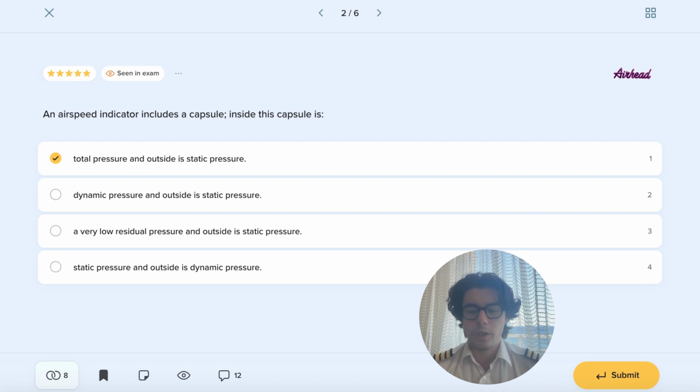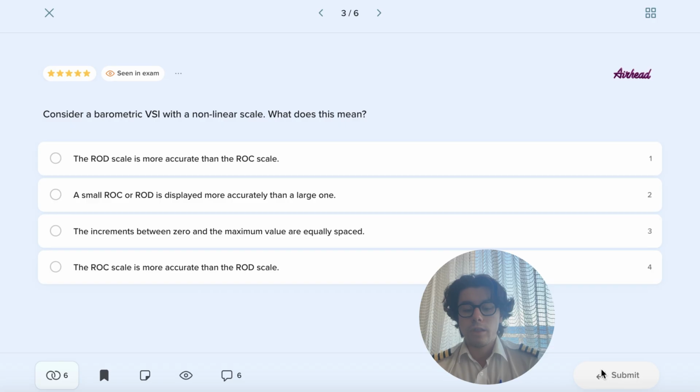Now going on into question number 3. Consider a barometric vertical speed indicator with a non-linear scale. What does this mean? Our vertical speed indicators in most of the GA aircraft are actually designed to have a logarithmic scale, and that's what it's called. All it means is that the vertical speed indicator is much more precise and sensitive when you have lower rates of descent or climb, in order for us to have a better understanding when we are flying straight and level and when we need these precise numbers to be correct.